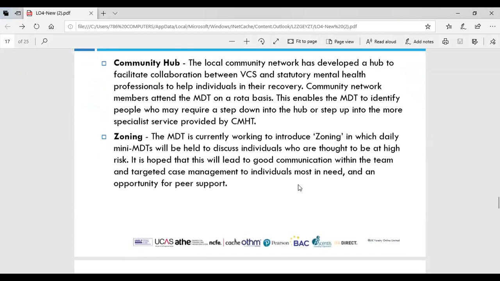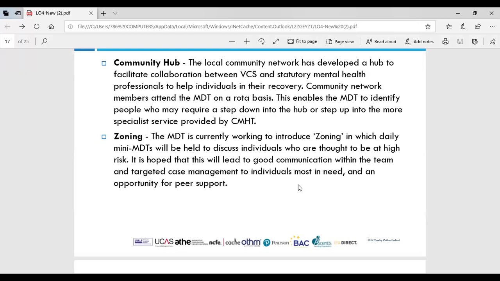So the MDT is currently working on introducing zonings in which there are daily mini MDTs, mini team meetings, held to discuss individuals who are thought to be at high risk. It is so, high risk people obviously need more prioritized care. So this should not have to wait for a team to meet up. Instead, the meeting happens on a more urgent basis.